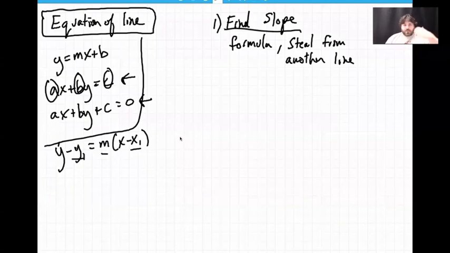Okay, so you either use the formula, you steal it from another line, or it's given, right? Sometimes they just give it to you. They'll say, and the slope is 2. Okay, they give it to you. So in that case, you're not really finding it, you've got it in front of you, all right?